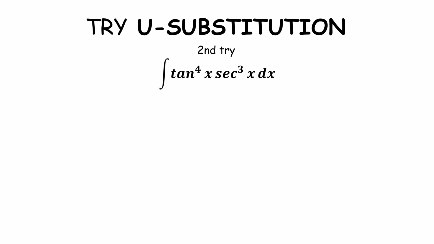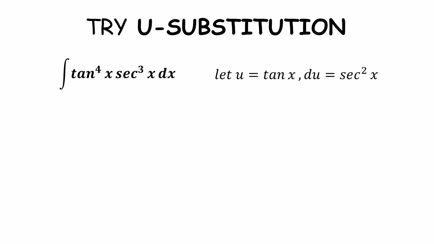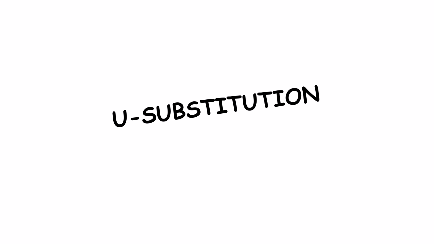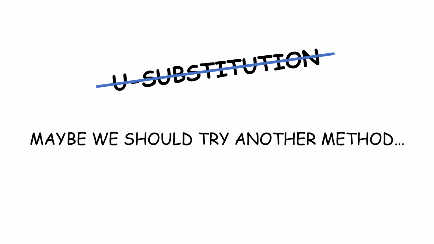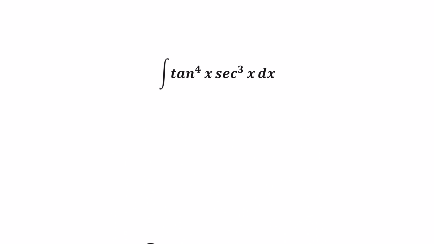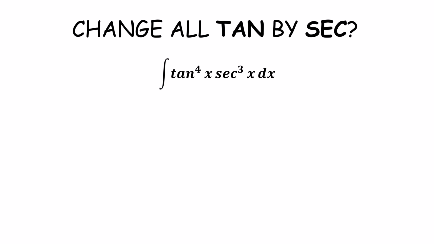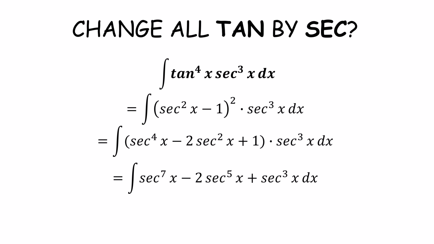This time, we let u equal tangent x. But we can see that there will also remain a secant x that we can't calculate. So it seems that u substitution cannot solve this problem at all. So maybe we should find another method. Now, if we observe the question, we can turn all tangent x into secant x by applying tangent x squared equals secant x squared minus 1.